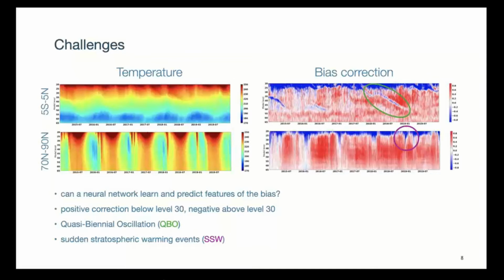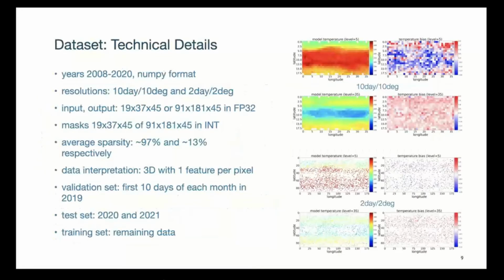So, a little bit more technical details about the data set itself. It's in NumPy format, which is pretty easy to use in Python, in deep learning frameworks. We use 2 resolutions, averaged over 10 days and 10 degrees in space and time, or 2 days and 2 degrees. And you see the difference here.